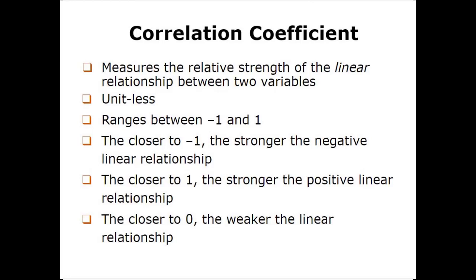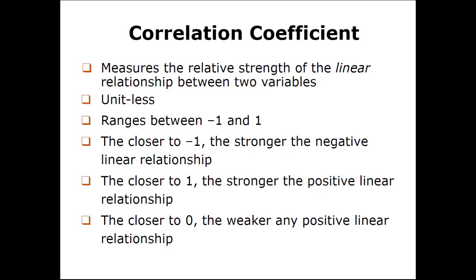There is a value that you can use technology to calculate called a correlation coefficient. A correlation coefficient measures the strength between two variables for a linear relationship. The correlation coefficient does not have units, and it will range between -1 and +1.